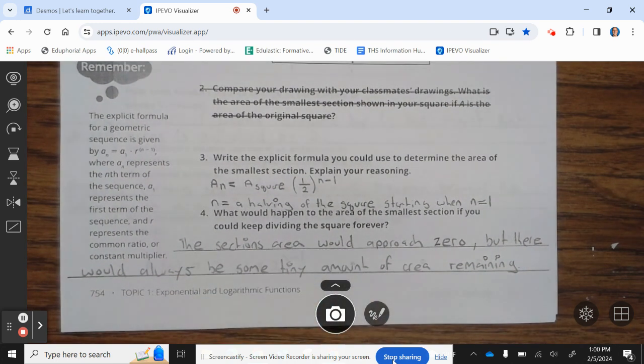3. Write the explicit formula you could use to determine the area of the smallest section. Explain your reasoning. A sub n equals A sub square times parentheses 1/2 to the n minus 1, where n is a halving of the square starting with n equals 1.